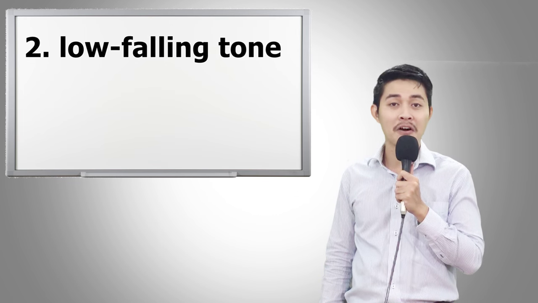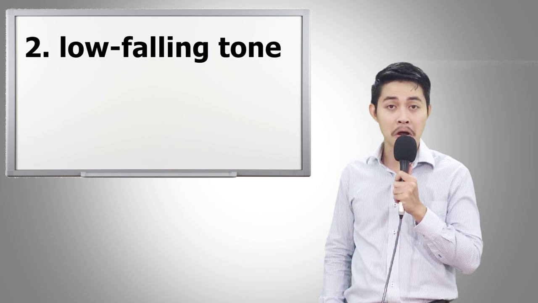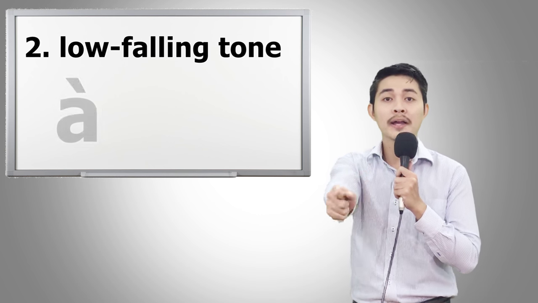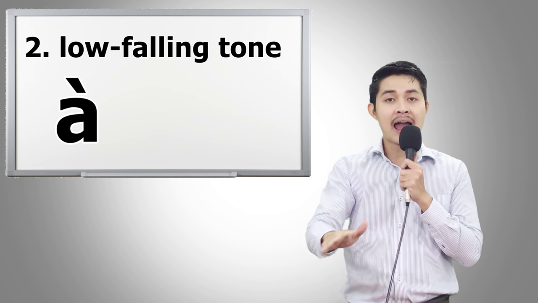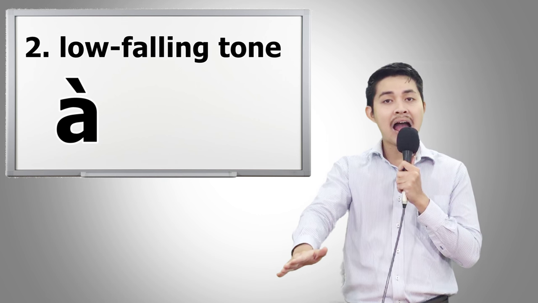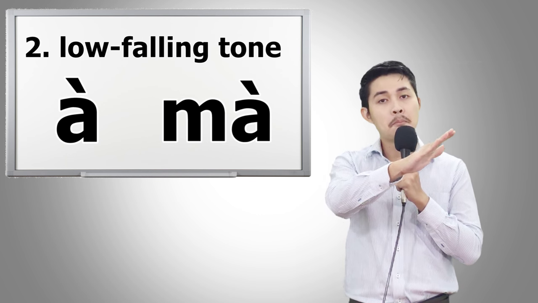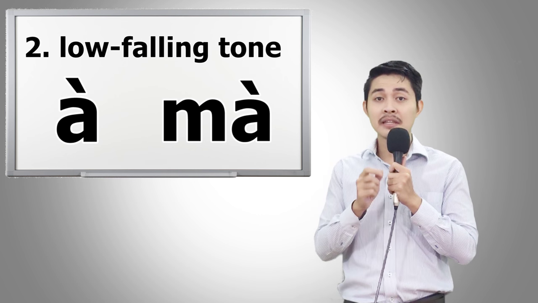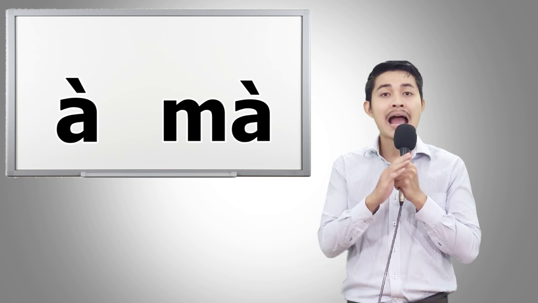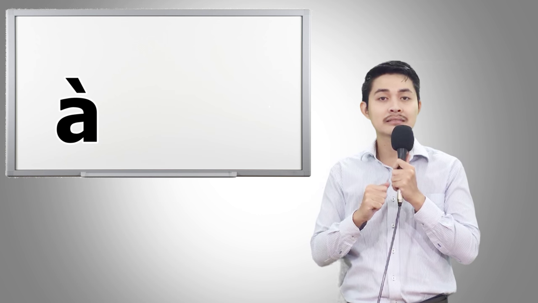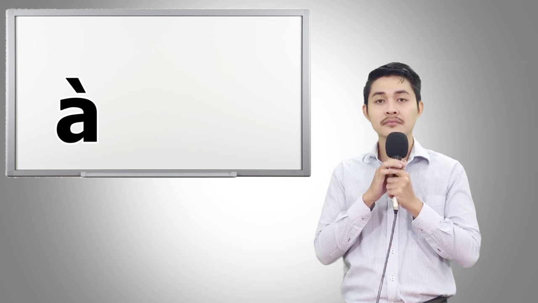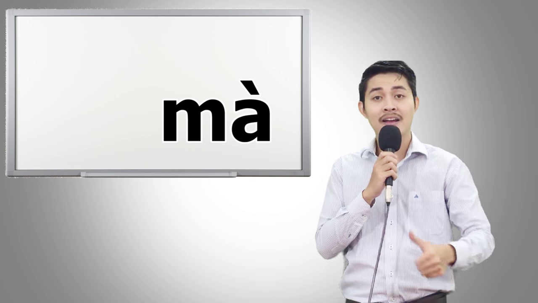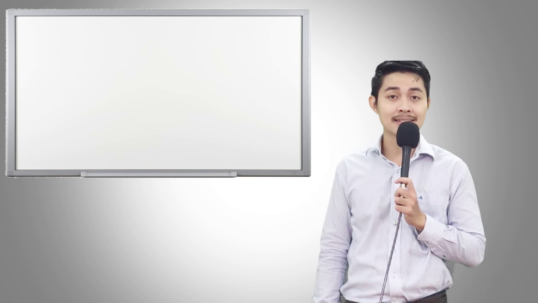The second tone is low falling tone. When you pronounce this tone, you have to try to lower your voice a little bit. For example, mà. See? Mà. Okay? Now repeat after me. Mà. Good. Now let's practice in the sentence.